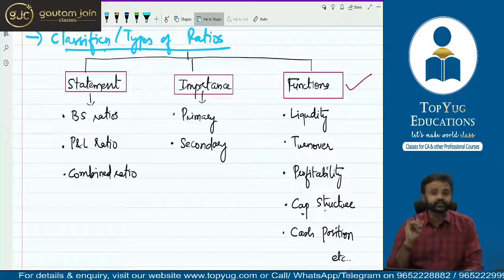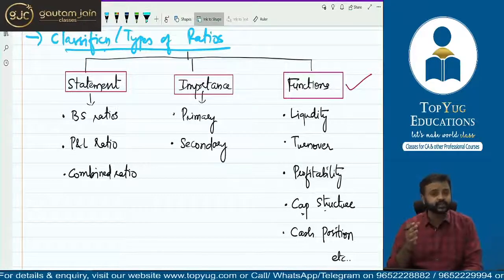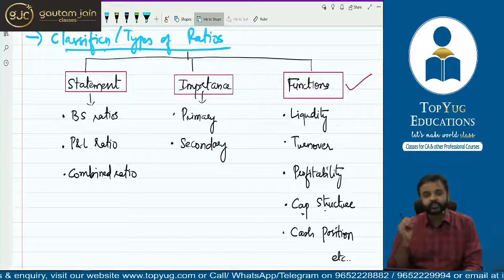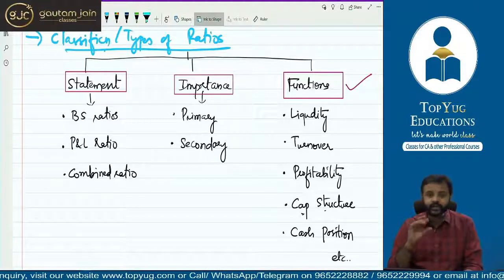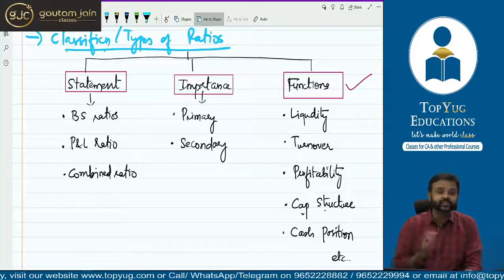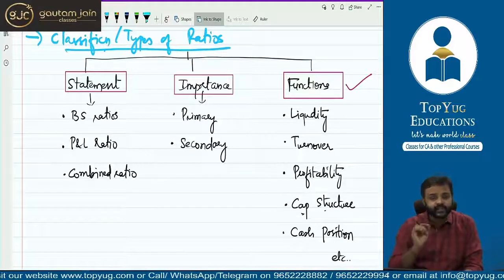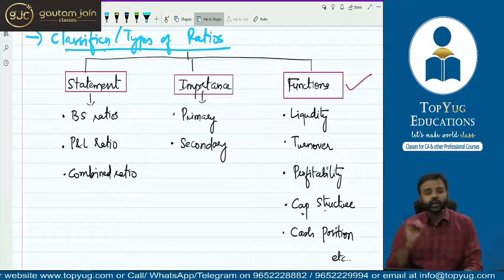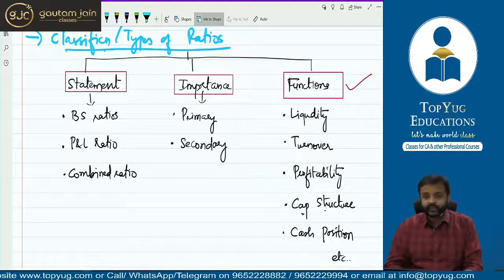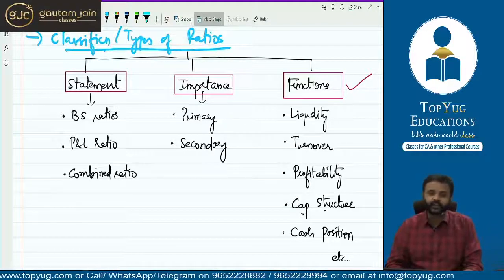Then combined ratio, so we said maybe return on investment, so there you take return from P&L and investment or capital employed from where? The balance sheet. So this is how we understand combined ratios are also possible. So this classification is on the basis of what? Statement. Then on the basis of importance, we can say there can be primary ratios, there can be secondary ratios.